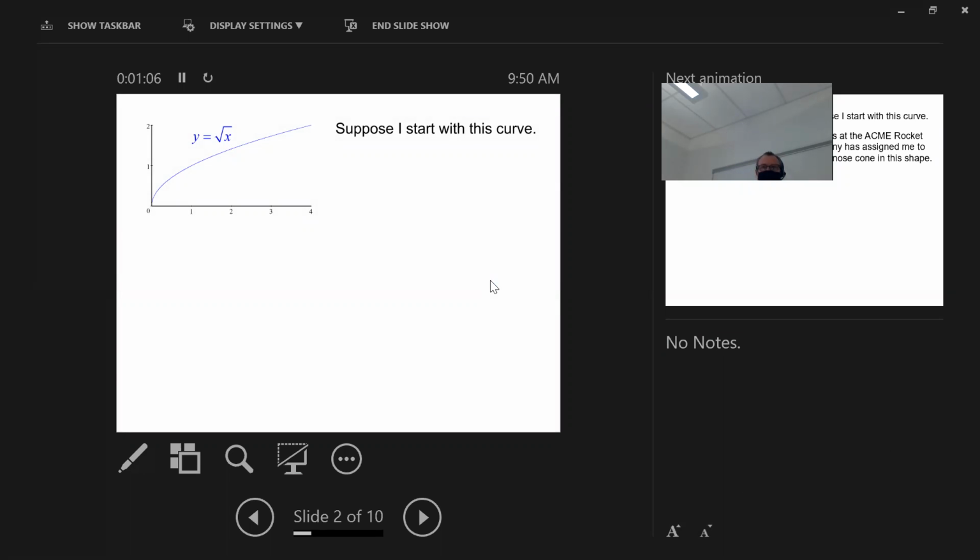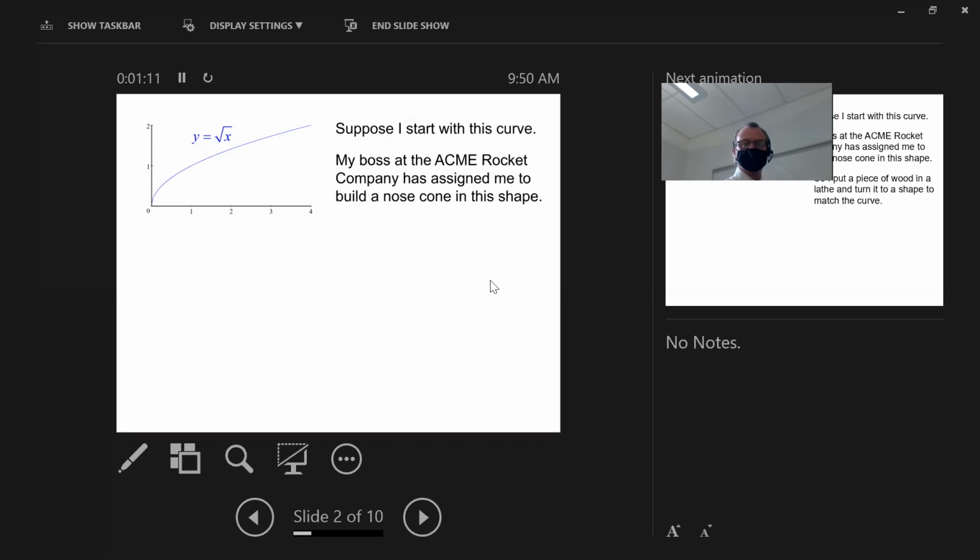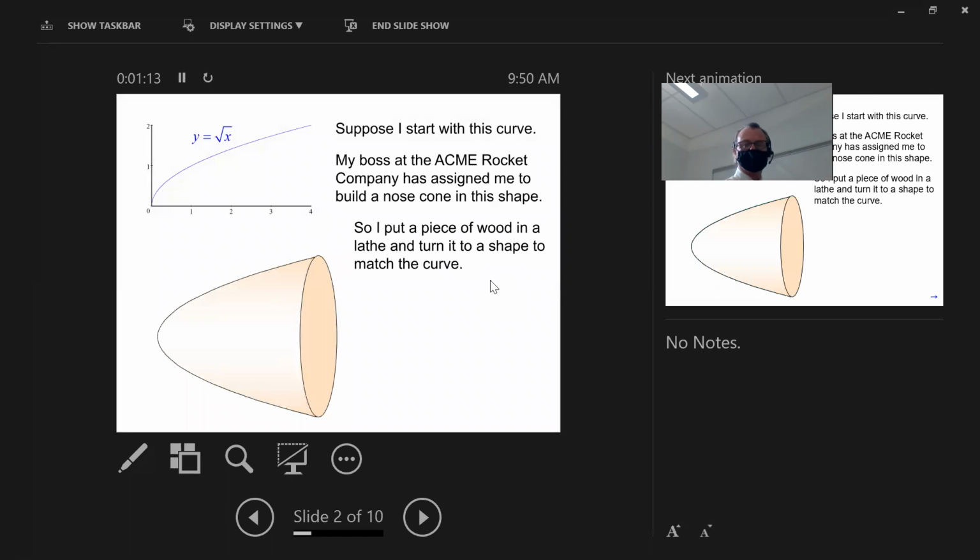You've got root x. We're going to rotate root x around the x-axis and create this 3-dimensional nose cone, and we want the volume of that. Now, what did we do so far? Well, let's back up and do this in 2 dimensions. So at your desk, find the area under the curve from 0 to 4, in 2 dimensions.